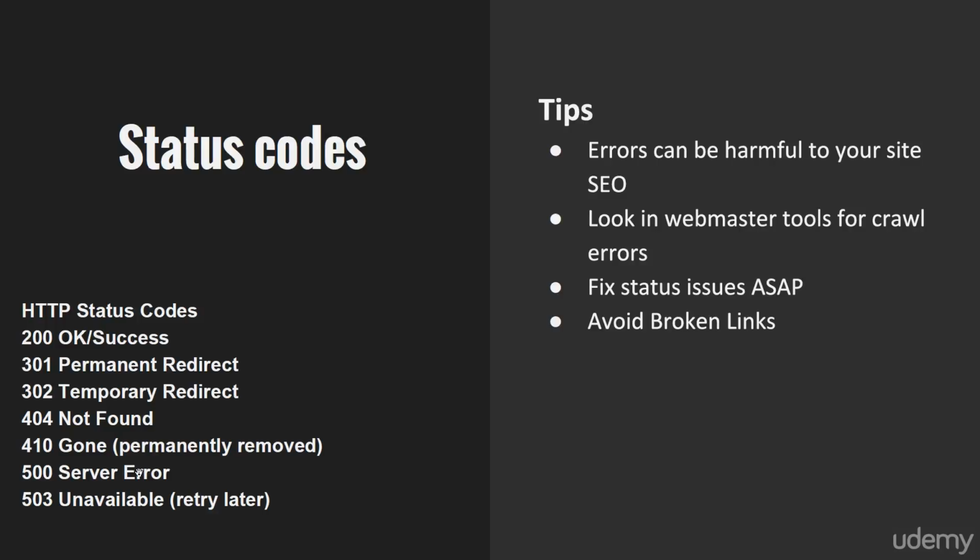So usually with your backend server, if it's having some issues rendering the code, you might see something like the 500 error. And errors can be harmful to your site SEO. So we've got the ability to look in Webmaster Tools for crawl errors. And within the crawl errors, we're going to be able to see all of these errors if we're missing some pages, and we should always fix these as soon as possible.